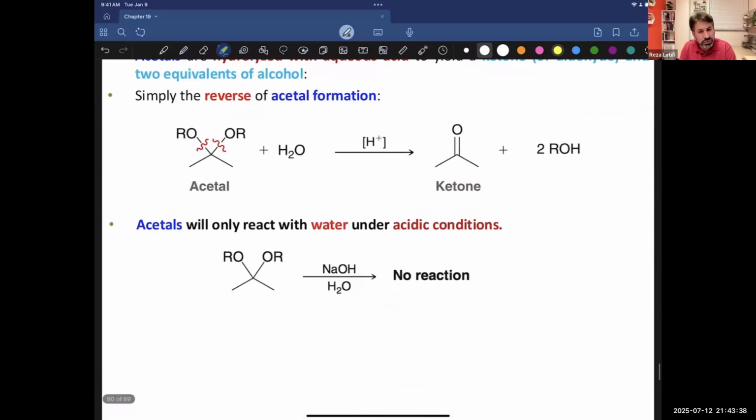Can I use a base in order to, for example, hydrolyze an acetal? The answer is no. Why? Because OR is not a good leaving group, and you cannot just simply add a strong nucleophile like hydroxide and get rid of it. That's not going to happen. You need to take OR with a negative charge and somehow turn it to OHR. In that case, if it's attached to carbon, it will have a positive charge, and now it can leave the system. But we know in basic solution, we are not going to have H plus there. And that's the reason we say the reaction cannot happen in a basic solution. It has to be an acidic solution.